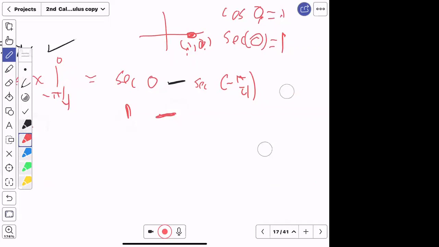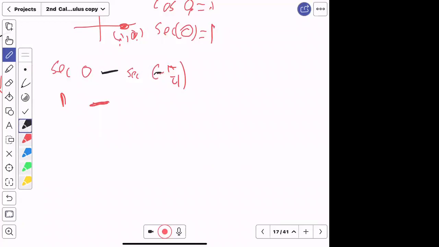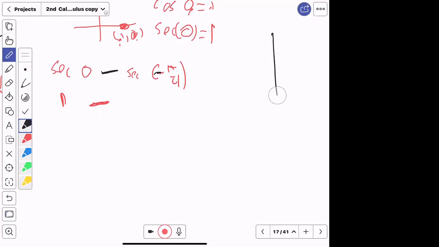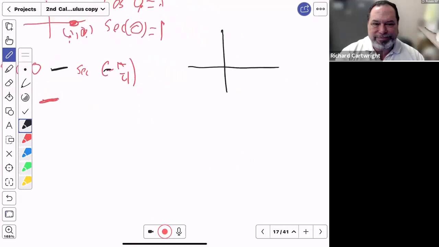Minus. Now, secant of a negative pi, that scares people with a negative in front. But let me show you. Sir, isn't cosine an even function? So that means that it's going to be positive. Yeah. She's right. But she knows it for a much more complicated thing than the average bear.